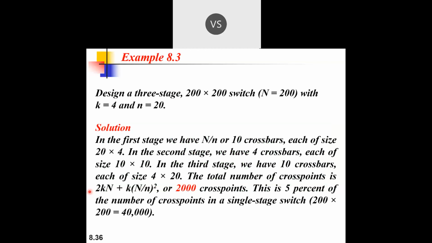There is an example: if you have a 3 stage switch of 200 plus 200, N equal to 200 with k equal to 4 and n equal to 20. According to that, it is identified that 2000 cross points are going to be required. Otherwise, we can say this is 5% of the cross points in a single stage, which is 40,000. If you are thinking of connecting all these 200 by 200 people using a single stage network, we require 40,000 cross points, but with this 3 stage, it is reduced to just 5% of the total.